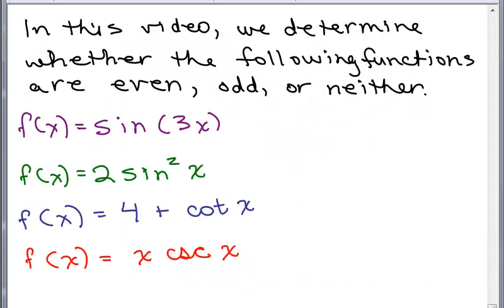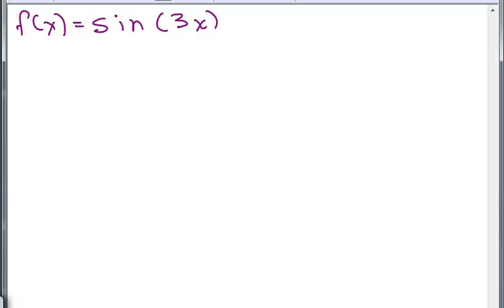In this video, we're going to determine whether the following functions are even, odd, or neither. So here's our first function, f of x equals the sine of 3x. What we need to do is first figure out what f of negative x is and see if we get exactly the same thing as f of x, or the opposite, or if neither of those things happens. So we're going to put in negative x in place of x.